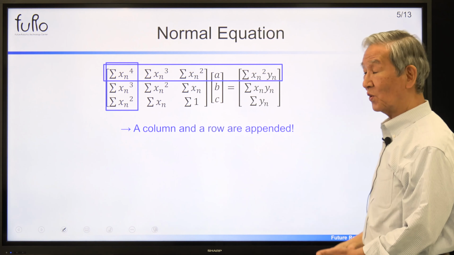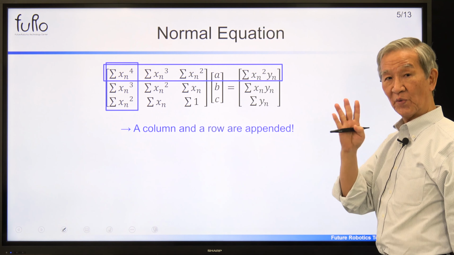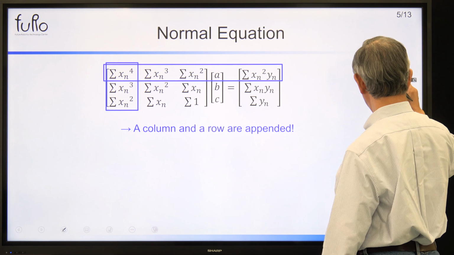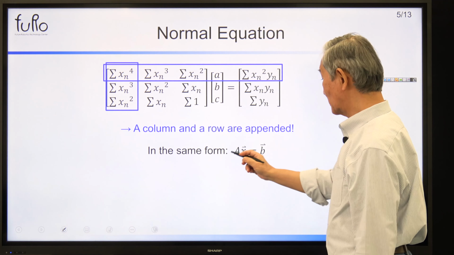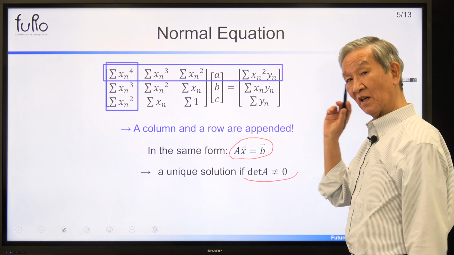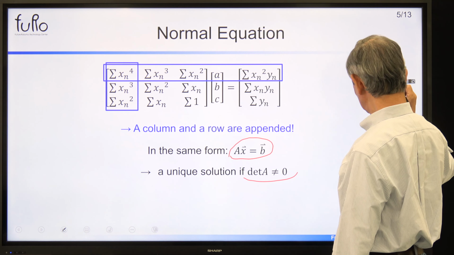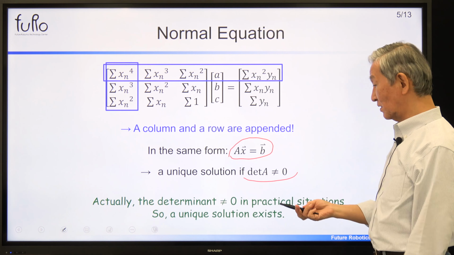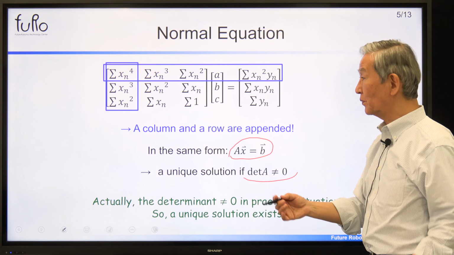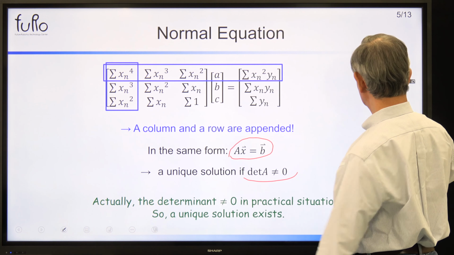Okay. So from this one here, probably you can tell what is going to happen when we have a fourth order polynomial as well. Anyway, this is the same form, so the unique solution exists if determinant A is not equal to 0, as usual. And I can say the determinant is not equal to 0 in practical situations because there always is error. And x is something you can choose to distribute. Okay, so a unique solution exists. All right.